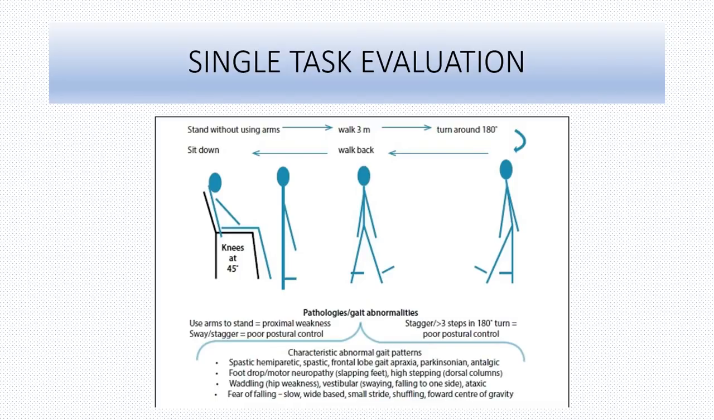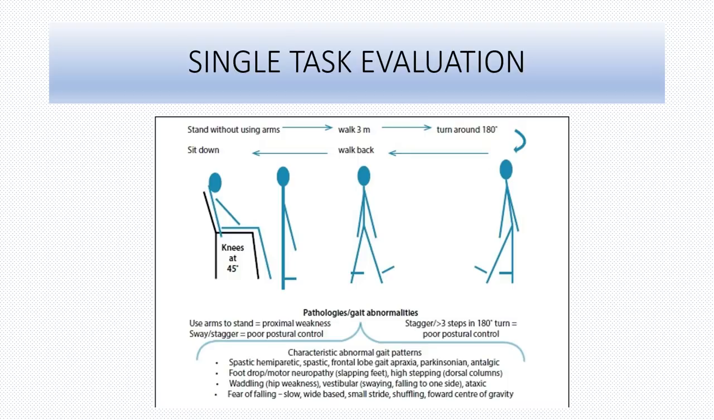The simplest test to do in the office is the get up and go test, and this is done by having the patient get up from the chair, walk 10 feet, stop, turn around, go back to the chair, and sit down. And certainly anyone listening to this presentation is capable of doing this single task evaluation, the get up and go test.